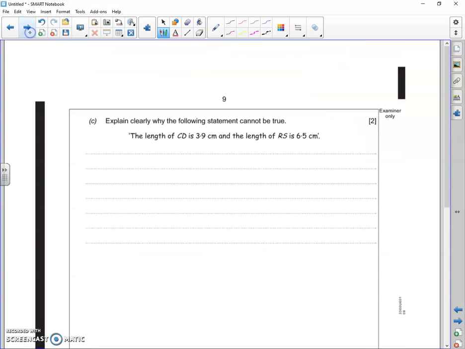Then part C on the next page: explain why CD can't be 3.9 if RS is 6.5. If you remember from part A and B, we already know that the scale factor for those two shapes on the previous page is 1.5. But if you try to do 6.5 divided by 3.9, you actually get 1.6 recurring, which is a different scale factor. Now there's other ways you can prove it. You can times 3.9 by 1.5 and it doesn't come out 6.5, or you can divide 6.5 by 1.5 and it doesn't come out as 3.9.